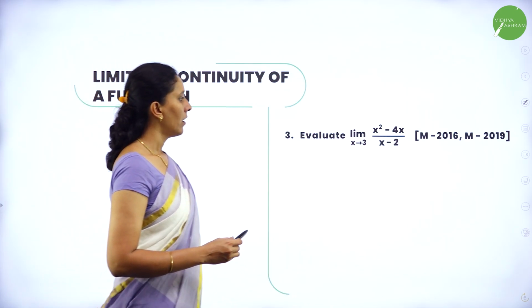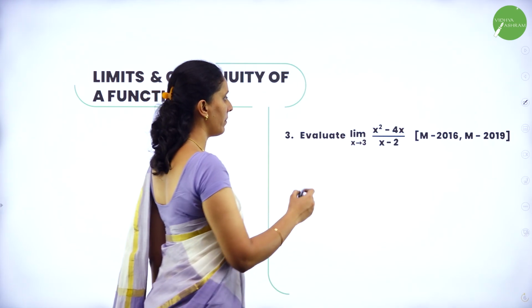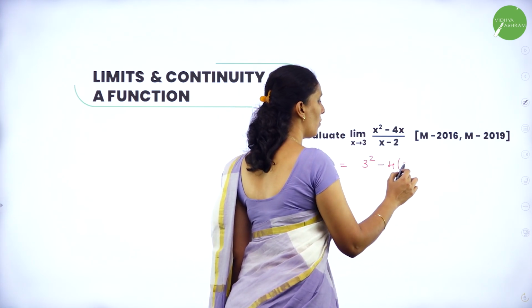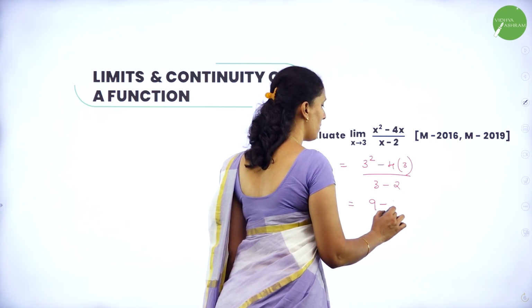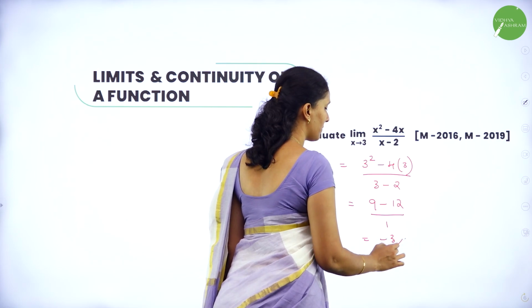Next, evaluate limit x tends to 3, x square minus 4x divided by x minus 2. So we will get 3 square minus 4 into 3 divided by 3 minus 2. So 9 minus 12 divided by 1. So the value is minus 3.